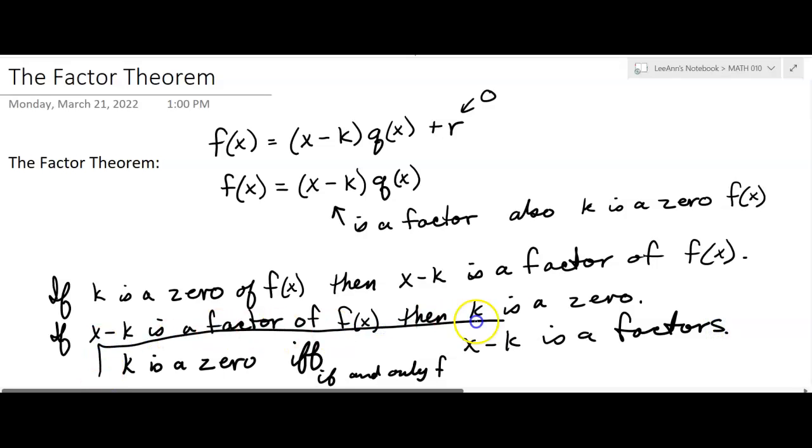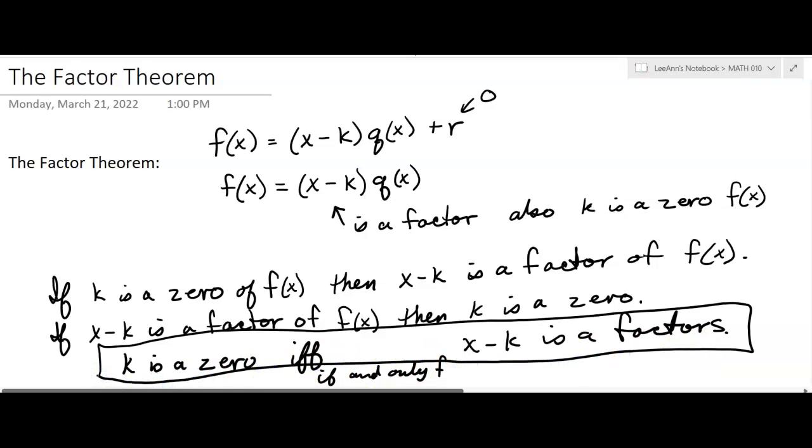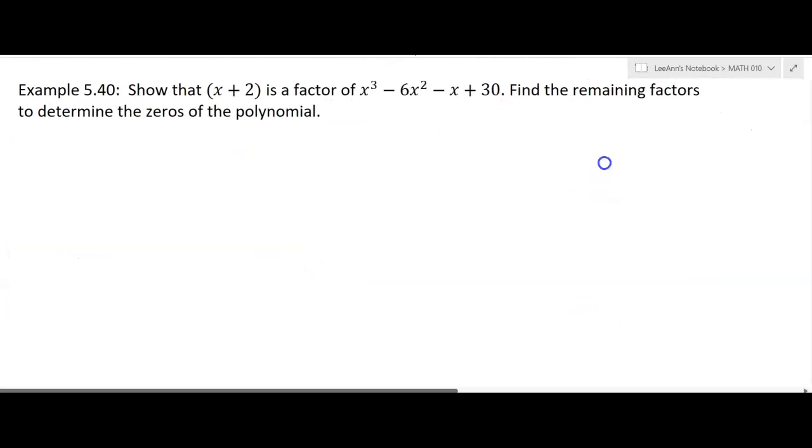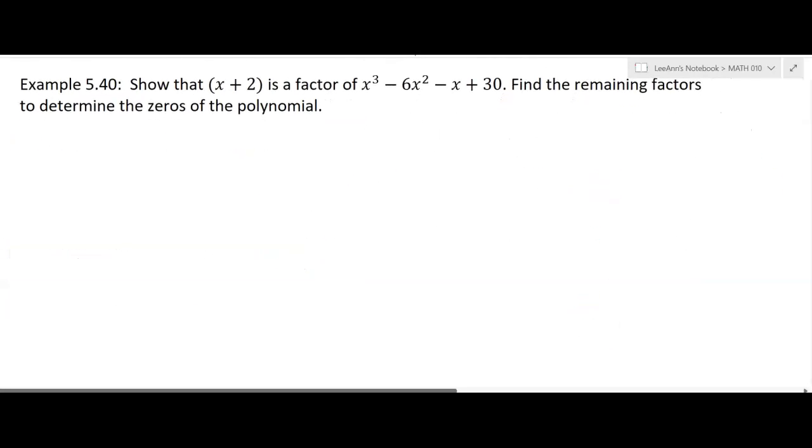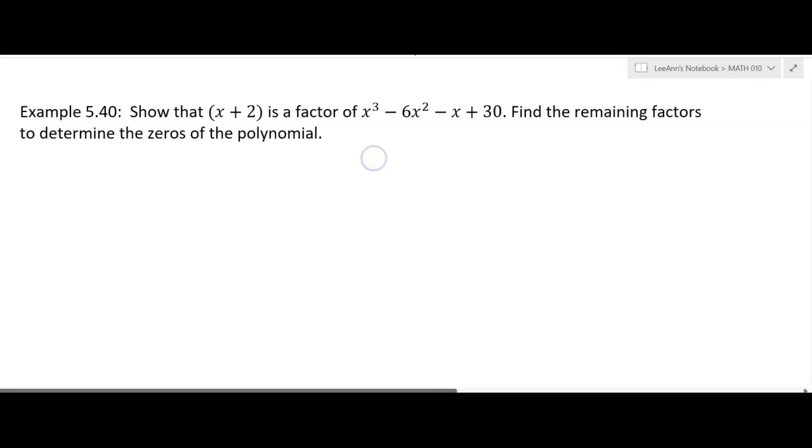So they have this theorem in your book. You can look that up. So if k is a 0, then x minus k is a factor. Other way, if x minus k is a factor, that means k is a 0. Okay, so kind of beat that one to death. Okay, so now here comes an example.